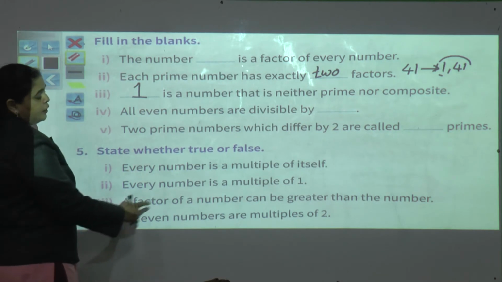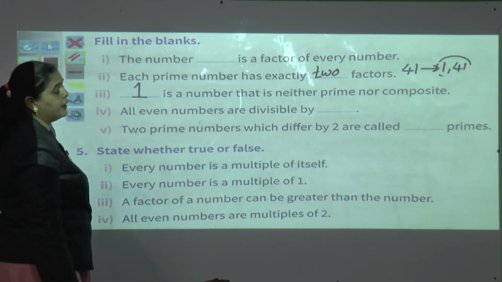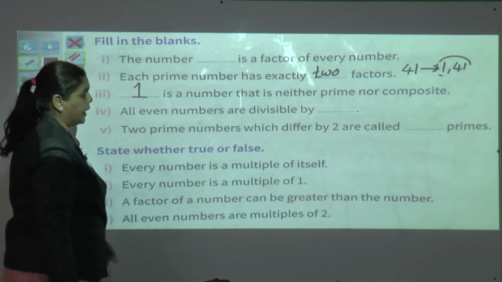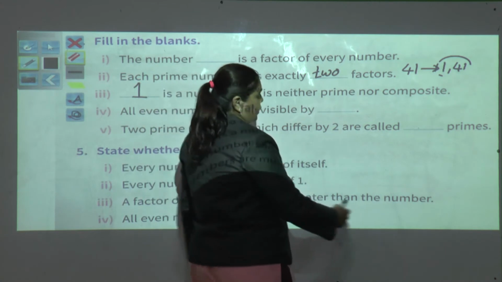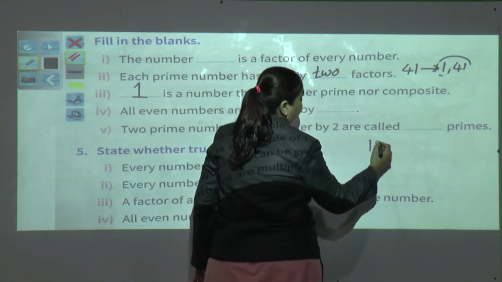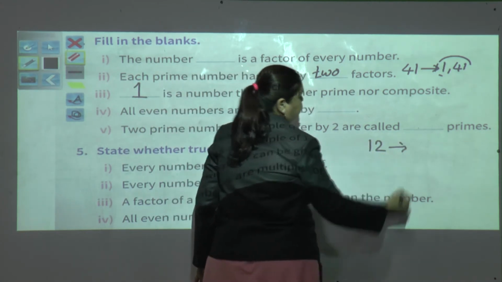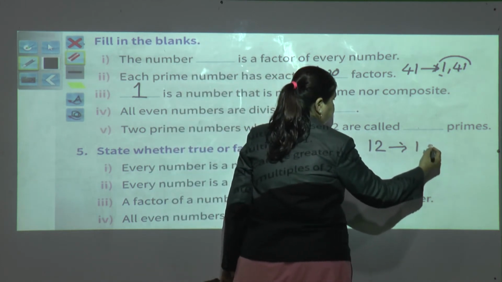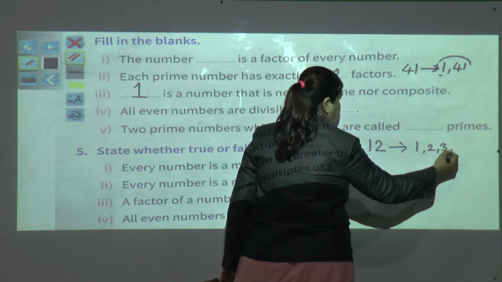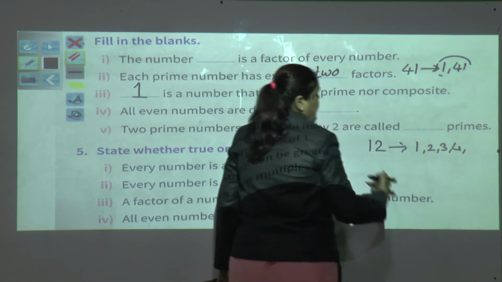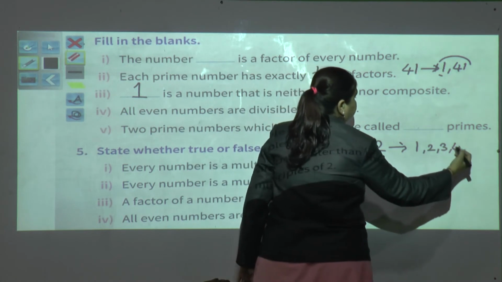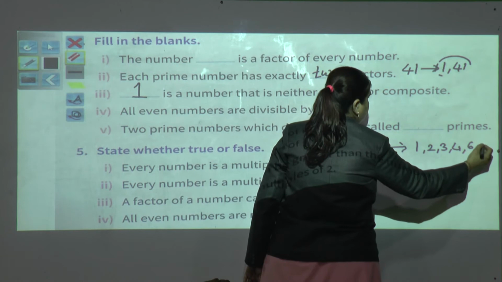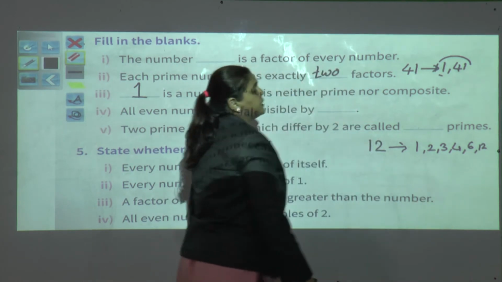The factors of a number can be greater than the number. Let us see an example. Suppose I want to find out the factors of 12. What are the factors of 12? I can say 1, 2, 3, 4, 6 and 12. So these are the factors.